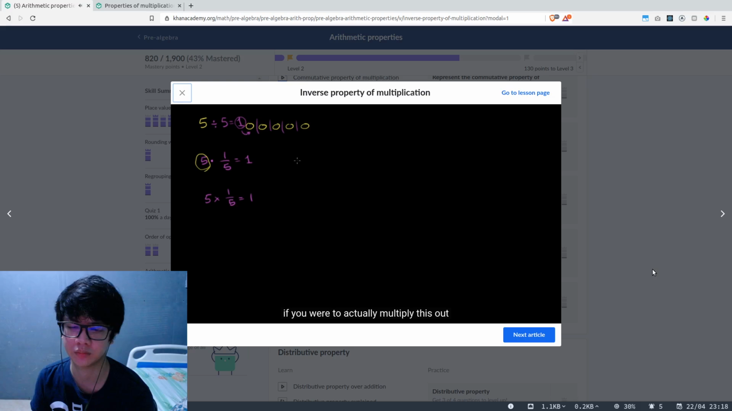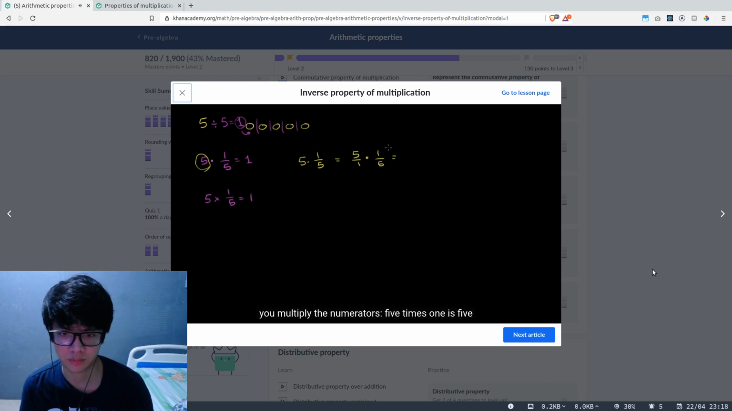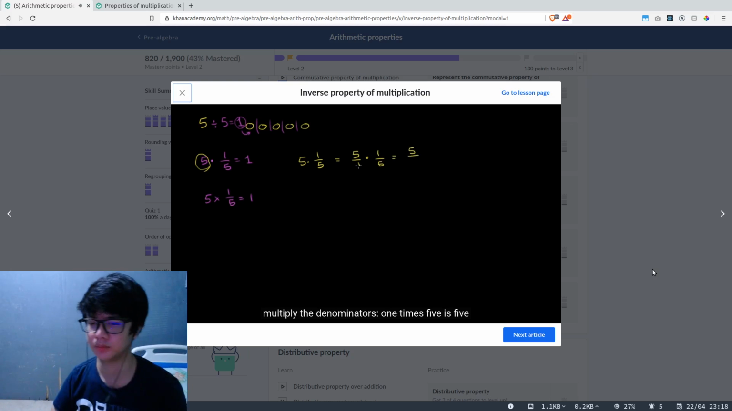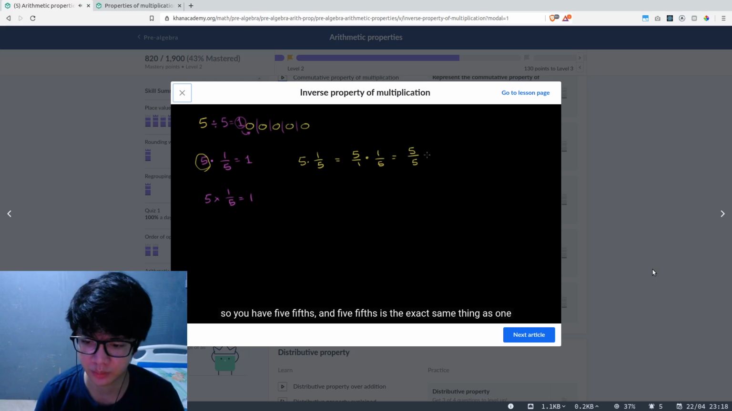If you were to actually multiply this out, if you actually take 5 times 1/5, this is equal to 5 over 1 times 1 over 5. You multiply the numerators, 5 times 1 is 5. Multiply the denominators, 1 times 5 is 5. So you have 5/5. And 5/5 is the exact same thing as 1.